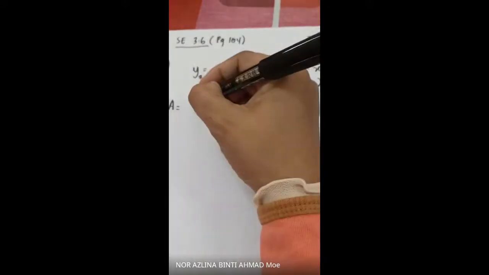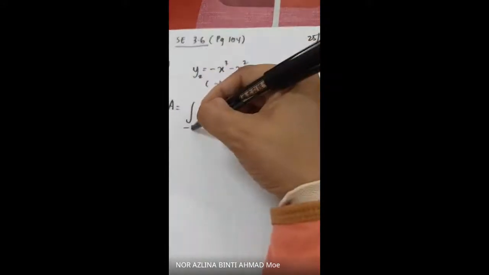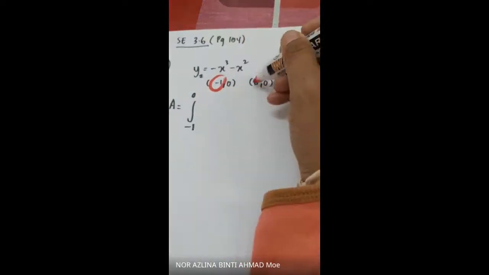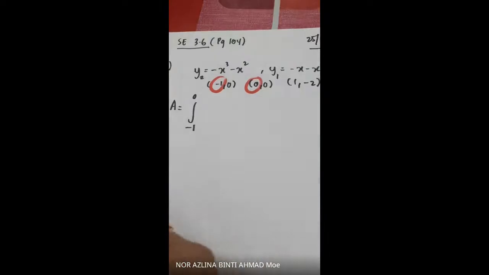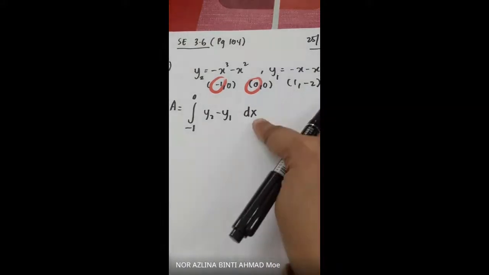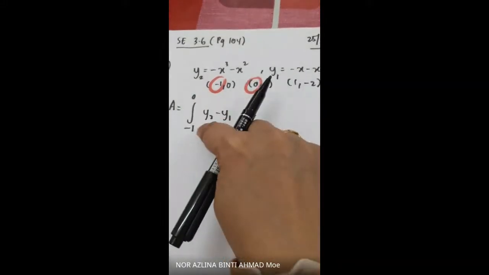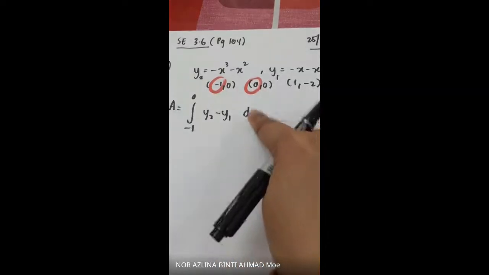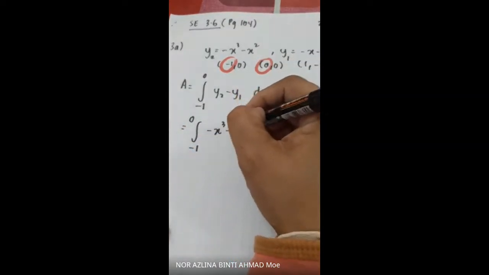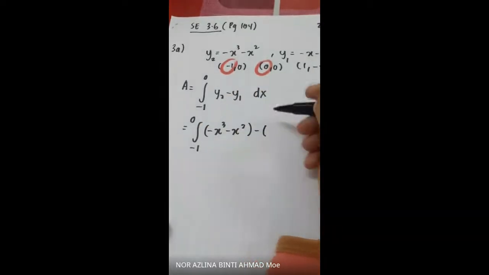For part A, the integration between negative 1 until 0, and y2 minus y1 dx. We use dx because we take the value of x. So here dx, here must be y. And now integration from negative 1 to 0 of negative x cubed minus x squared, this is y2, minus y1, negative x minus x squared. This is dx.